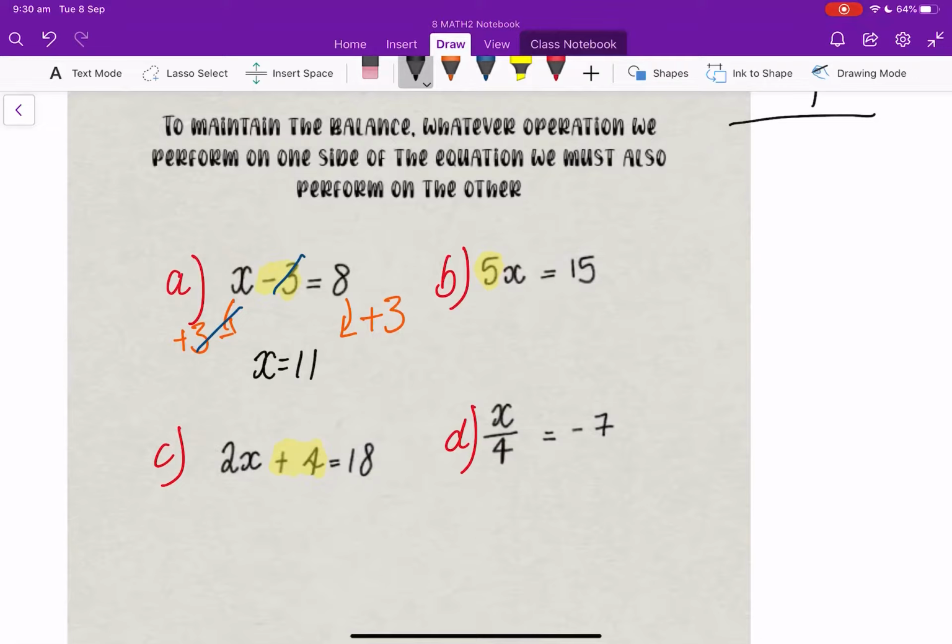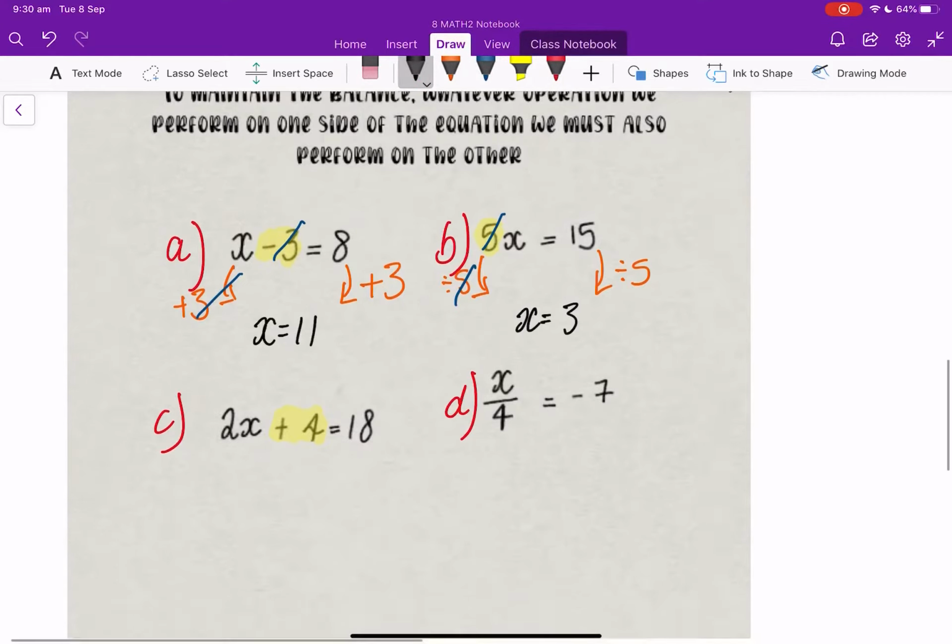Let's have a look at part B. 5x equals 15. We want that x by itself. Currently, it's being multiplied by 5, so let's do the opposite of multiplying by 5, which is to divide by 5. So I'm going to write divide by 5 and divide by 5. That means on the left-hand side, I can cross out my 5s. Then x equals 15 divided by 5, which is 3.